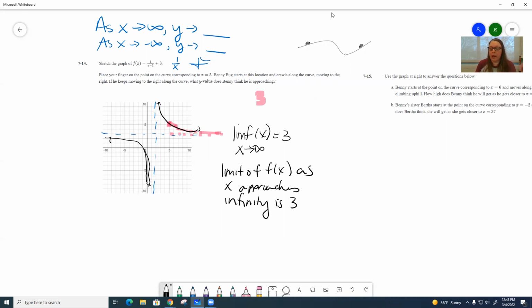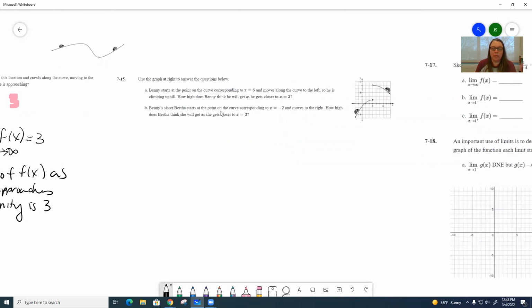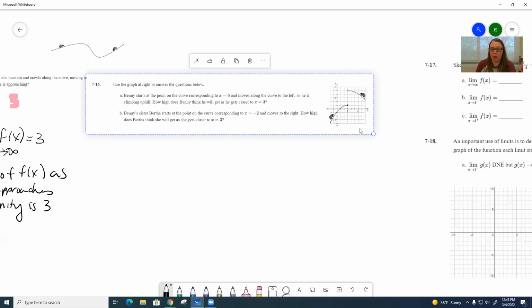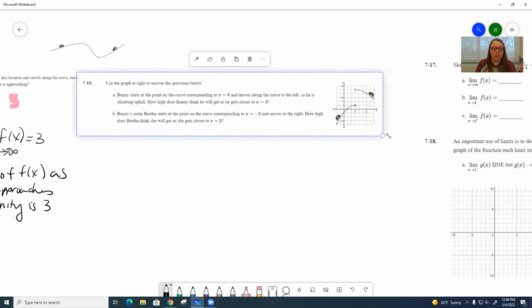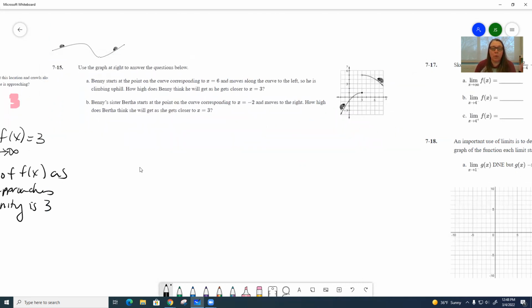Okay, so now moving on to number 15. It says use the graph at the right to answer the question. So here are our bugs, Benny and Bertha. Okay, so it says use the graph at the right to answer the questions below. Benny starts at a point on the curve corresponding to the point x equals 6. So x equals 6, so he starts like right here. Moves along the curve to the left, so he is climbing uphill. How high does Benny think he will get as x gets closer to 3?